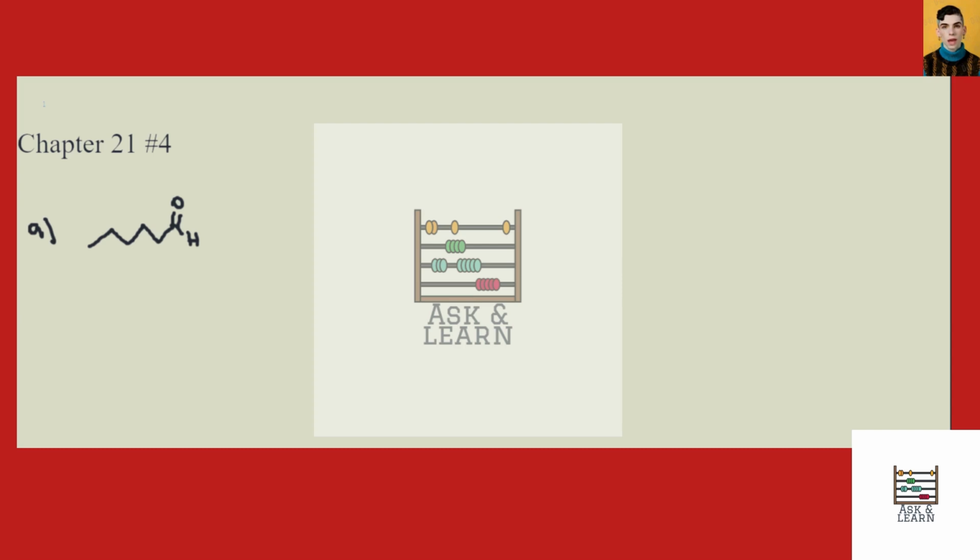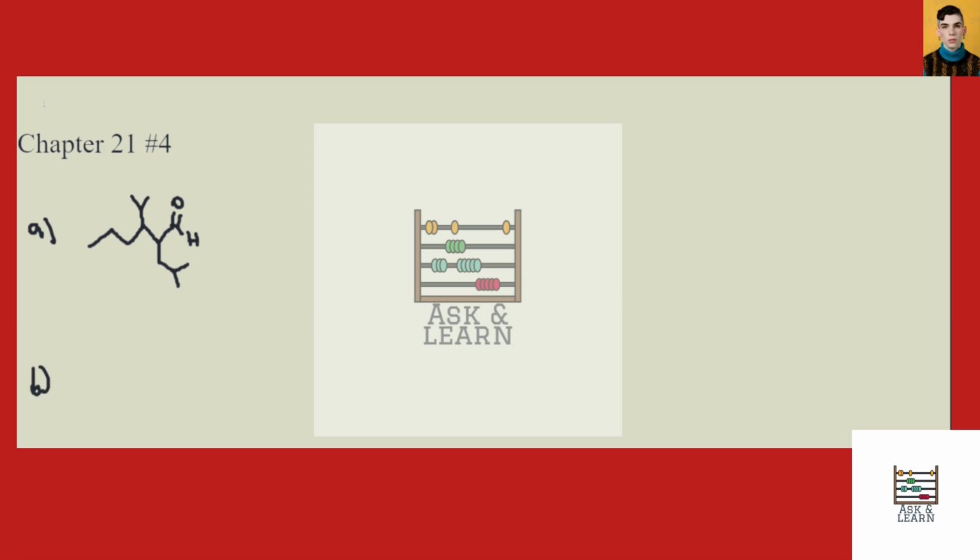So if we make the aldehyde carbon number 1, we're told that there's an isobutyl group at carbon number 2. So put in our isobutyl group. And then we're told that there's an isopropyl group at carbon number 3. So we can go ahead and draw that in. And that's the answer to A.